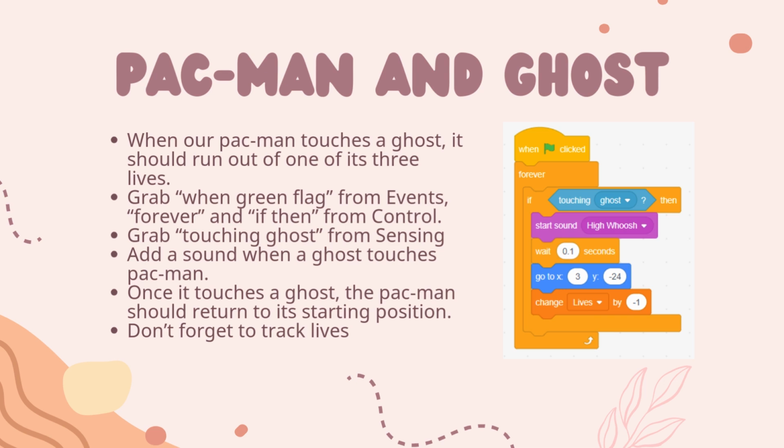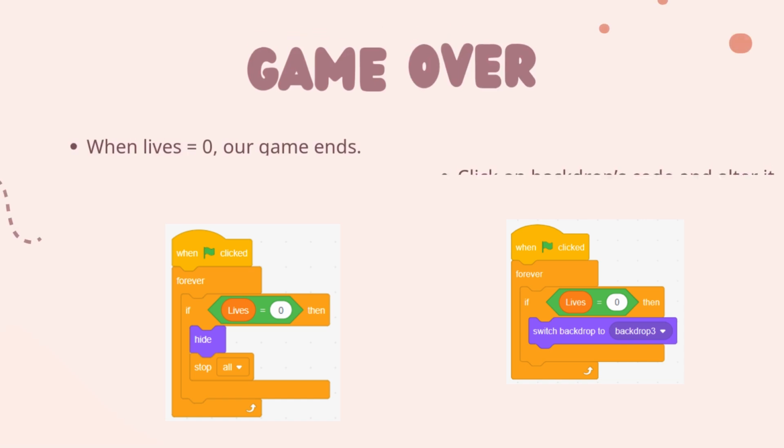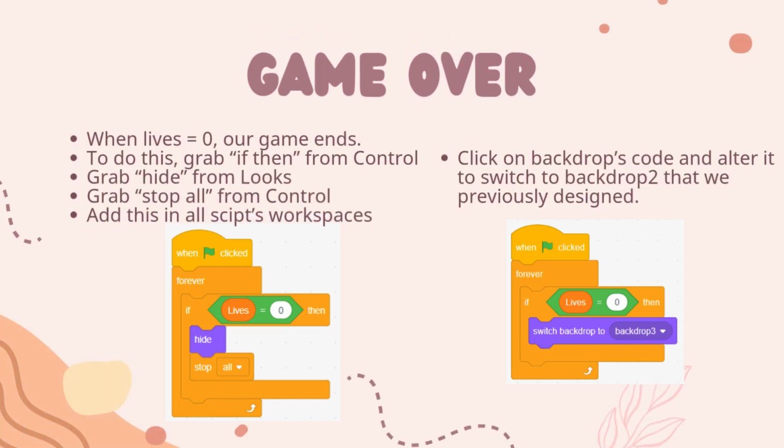To keep track of our lives, go to the Variables category and make a variable called Lives, then change my variable by 1 and select Lives from the drop-down. And since the lives go down by 1 when our Pac-Man touches a ghost, we change the value from 1 to -1.